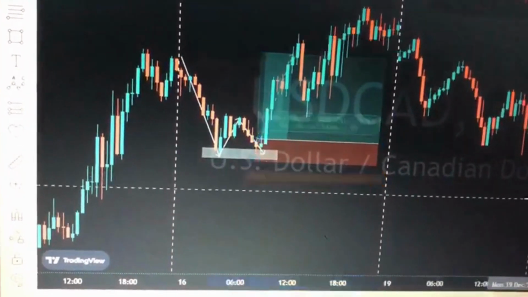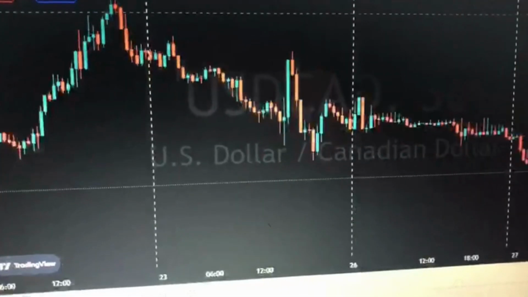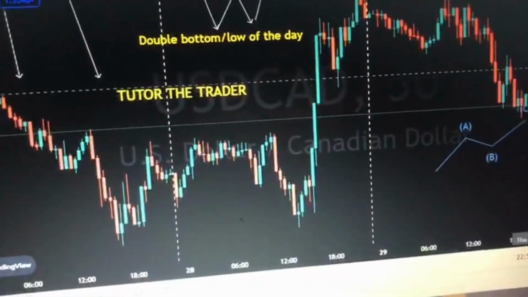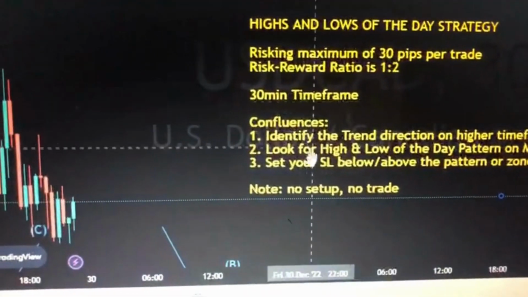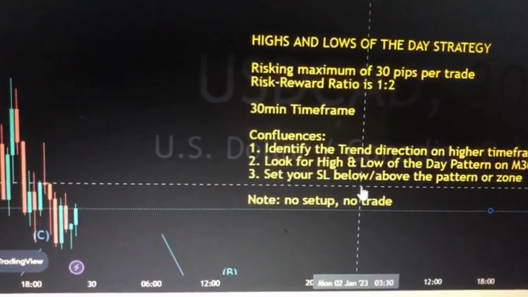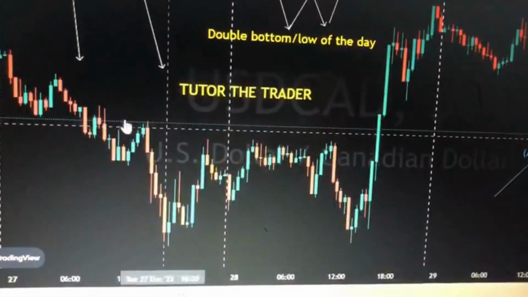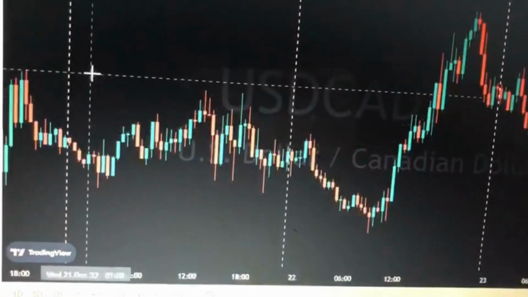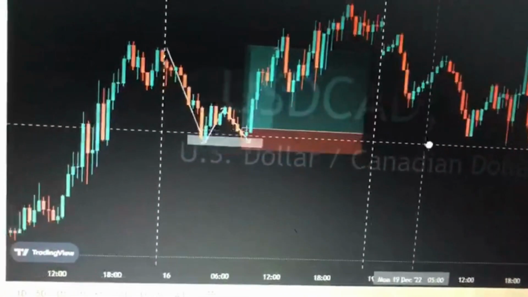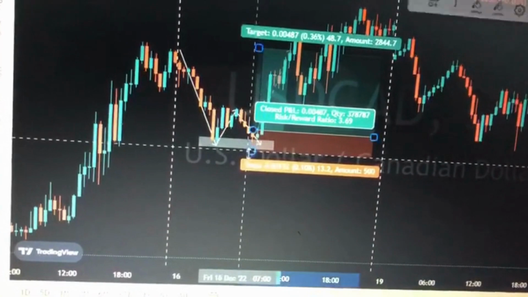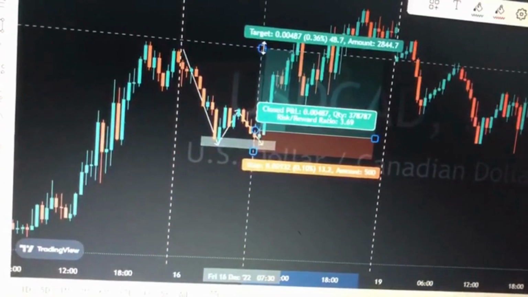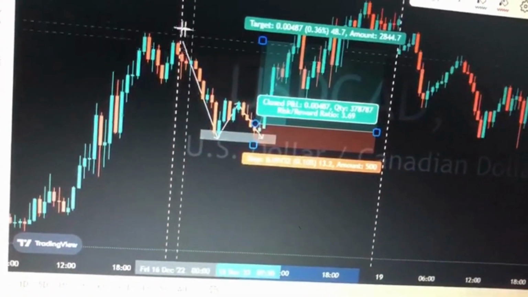Don't forget the rules. Look at the third rule. Let me show you the third rule: set your stop loss below or above the pattern. Since we are using double bottom in this case, my stop loss will be below the zone, then my take profit will be at the length of that leg, which is this place.